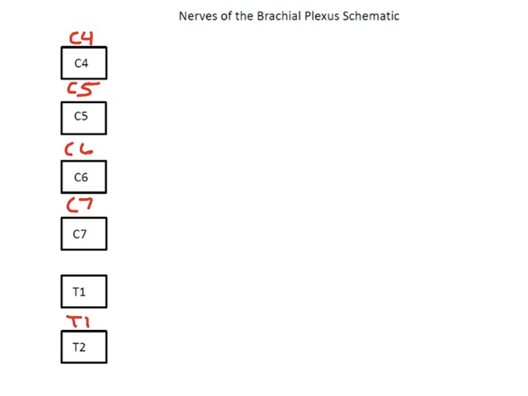So we got T1, T2. But there's got to be an odd man out. And so in this one we have a C8 nerve root. And this is why there is a C8 nerve root. And I'm going to give him a circle because he is kind of a bizarre guy. So there is a C8 nerve root in this particular instance.